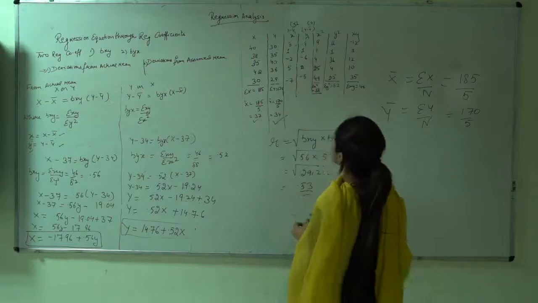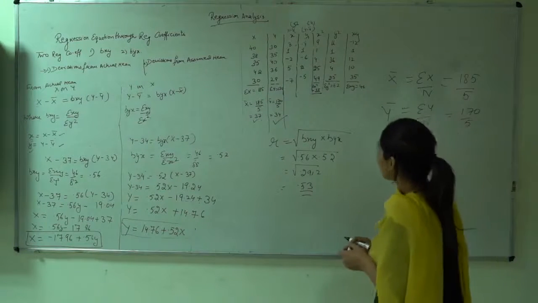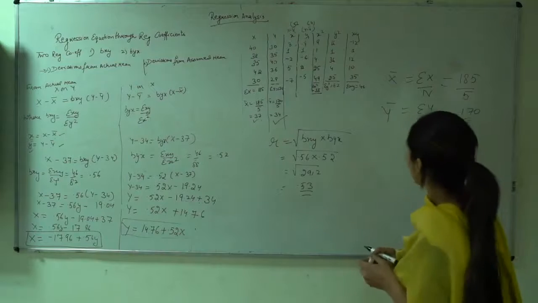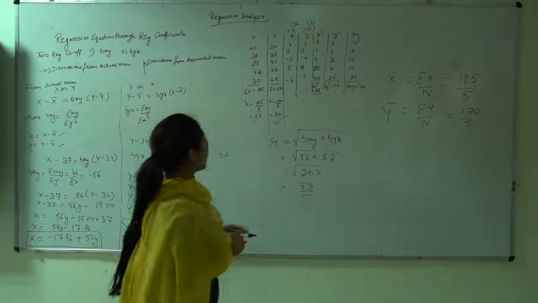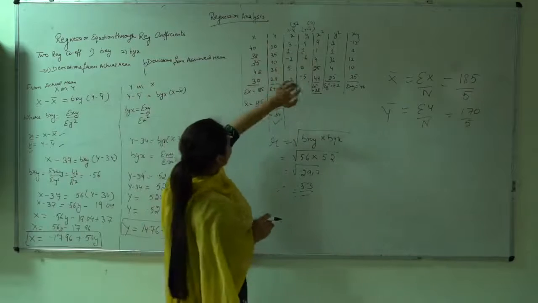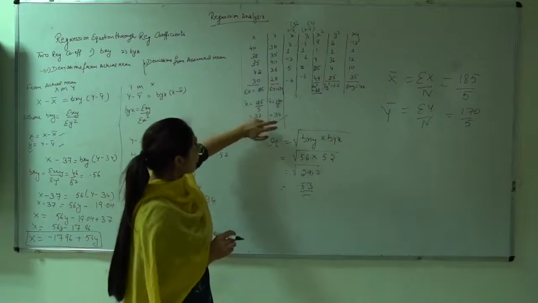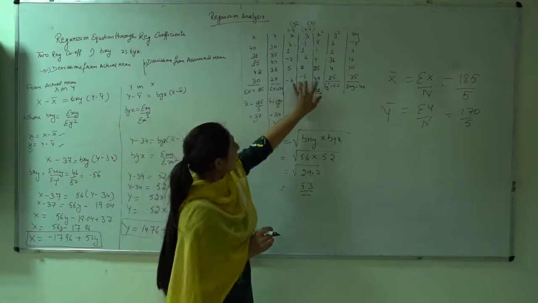Similarly, I will be calculating small y. 30 minus 34 will give me minus 4. 35 minus 34 will give me 1. 40 minus 34 will give me 6. 36 minus 34 will give me 2. And 29 minus 34 will give me minus 5.